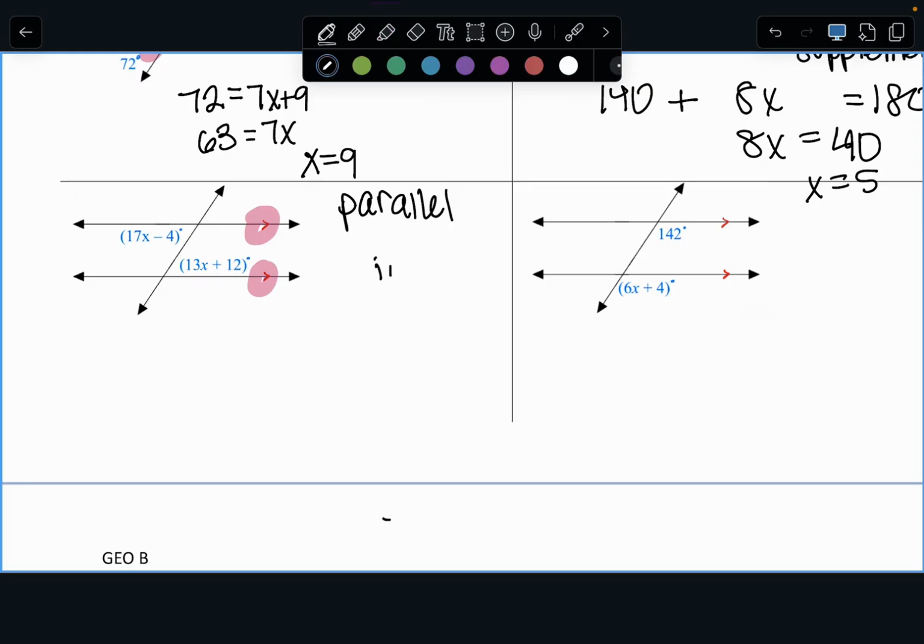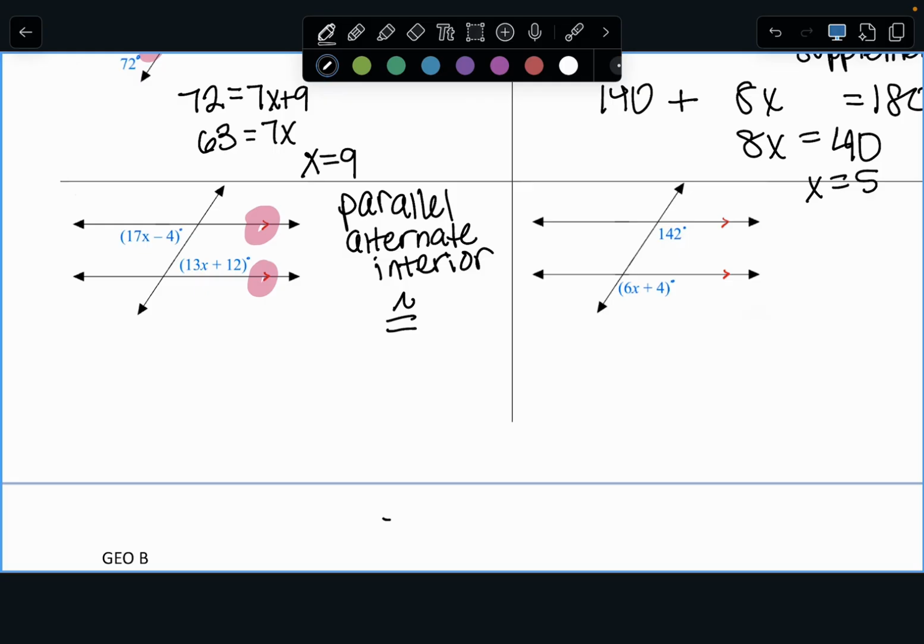Alternate interior. Alternate or consecutive? Alternate. I was trying to write and talk at the same time and it was not a good idea. Okay, alternate interior angles. Congruent. They're congruent if your lines are parallel. They're always congruent unless they're consecutive. So just remember, everything's congruent except consecutive is supplementary.